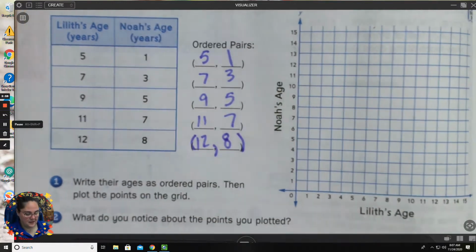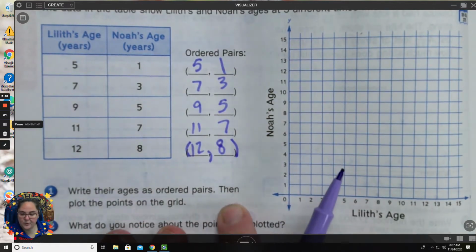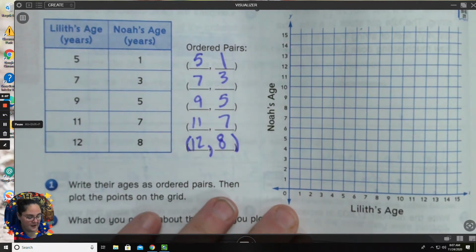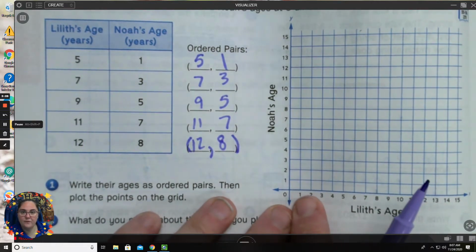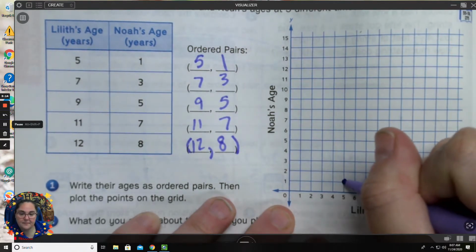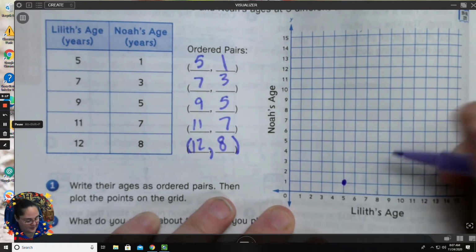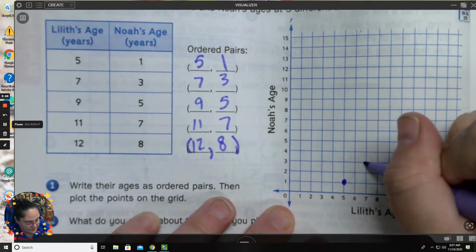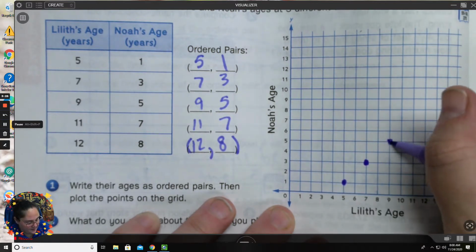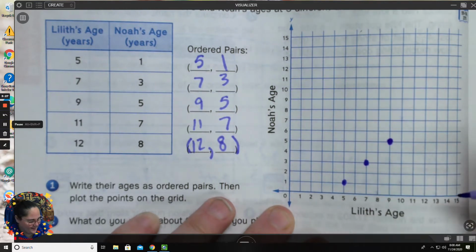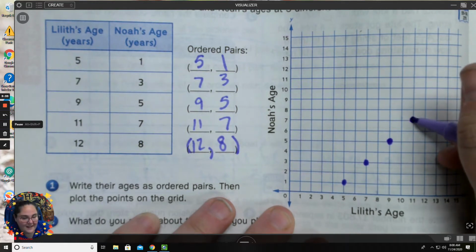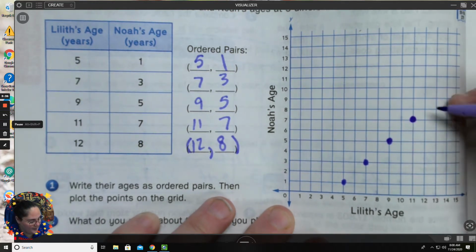Okay? Now, first it says write their ages in ordered pairs and then plot the points on the grid. Okay, 5, 1. Remember, you're going to go over and then up. So over to 5, up to 1. Over to 7, up to 3. Over to 9, up to 5. Over to 11, up to 7. And my last one is over to 12, up 8.